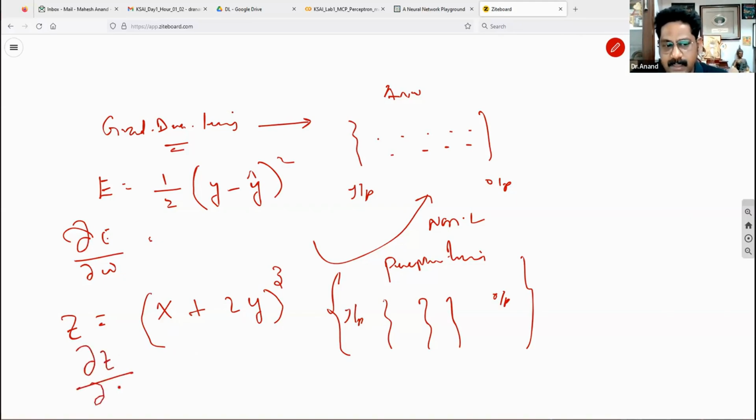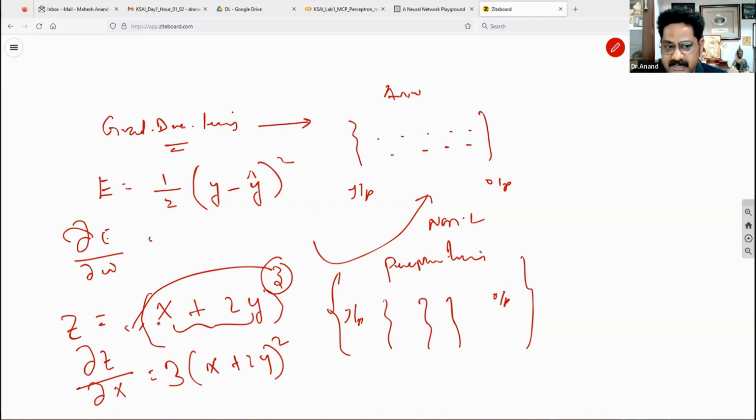Dou Z by dou x: if I do the partial differentiation with respect to x, how do we write this expression? Whatever is in the power, you bring it to the front. So 3 times of x plus 2y whole square, reducing the power by 1. Then we apply the chain rule to the inner term, x plus 2y. When you differentiate partially with respect to x, x is the variable, 2 is a constant, y is a constant. So differentiating x gives 1, plus 2y is a constant, so it is 0. This is the partial differentiation with respect to x.